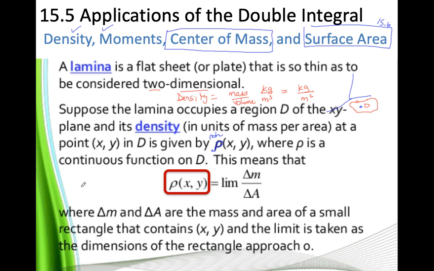In physics, they do something similar; instead of rho, they call it sigma, and they call that charge density. So we're taking the mass and the area of a very small rectangle that contains the point x, y, and we're going to take the limit as the dimensions of that rectangle approach 0.